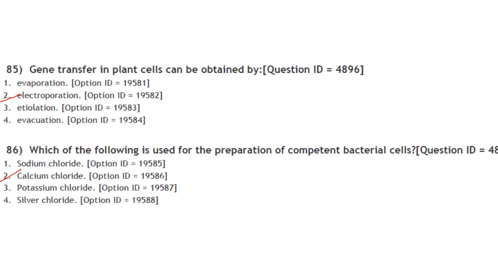Gene transfer in plant cells can be obtained by? So it can be obtained by evaporation, no. Electroporation, yes. Which of the following is used for the preparation of competent bacterial cells? It is calcium chloride that is used.